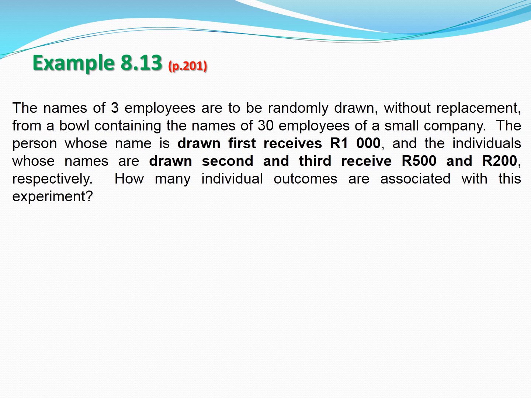Okay, so this is going to be a permutation without replacement, since there's rank involved for the different amounts, and the first prize can't be given to the second person as well, etc. So my N is going to be 30 in total, and I draw 3 employees. So we are going to determine 30 permutation 3, so it will give us 24,360 possible outcomes in total. Or if you understand this formula better, you can use that as well.